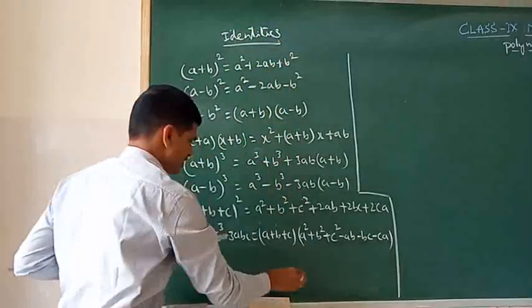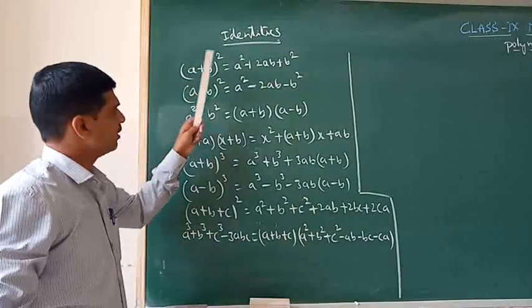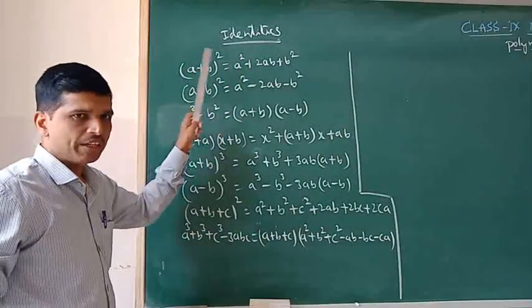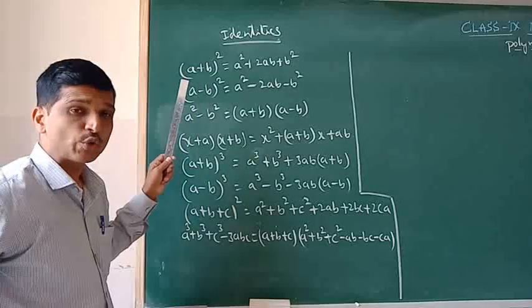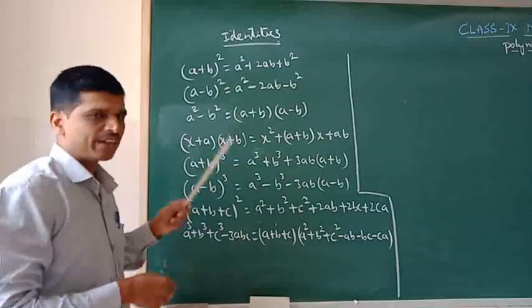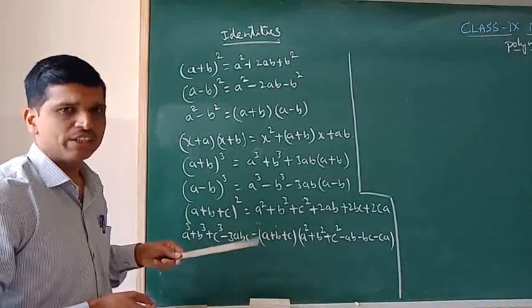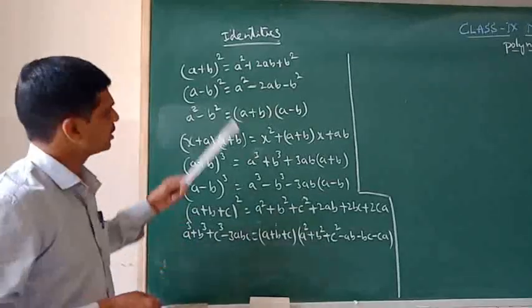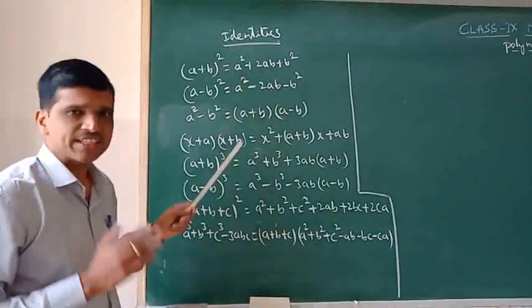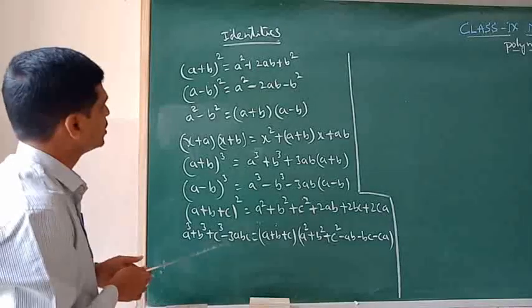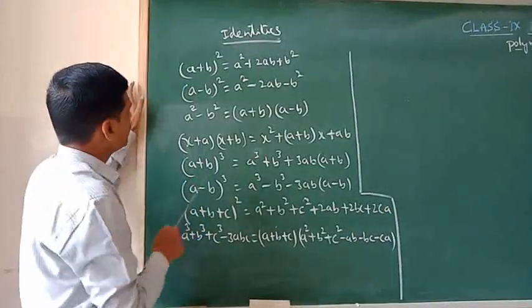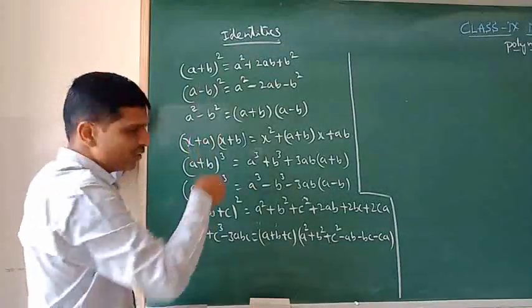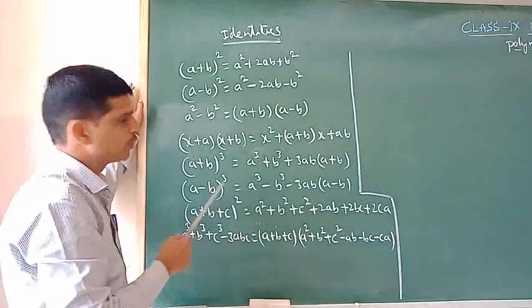In identities, the left hand side and the right hand side are equivalent because of their true values. Substitute any real numbers instead of a, b, c, and you will get the left hand side equal to the right hand side. Hence they are called truth values of the algebraic identities. Some of the identities are listed over here, and I want to explain them.